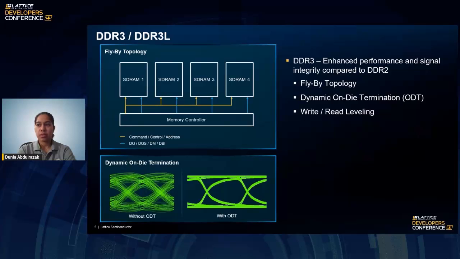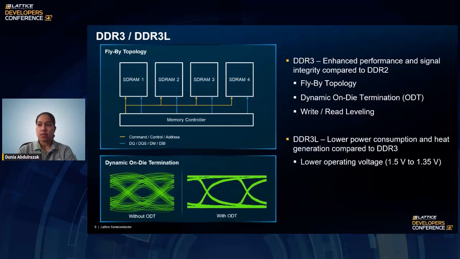As you can see in the figure, comparing the eye diagrams with and without this feature, the diagram on the right, where ODT is enabled, produces a cleaner eye, translating to more marginality within the system. Comparing DDR3L, which stands for DDR3 low voltage, to traditional DDR3, it offers the same benefits with an added advantage. It consumes less power and generates less heat since its operating voltage is 1.35 volts compared to DDR3's 1.5.